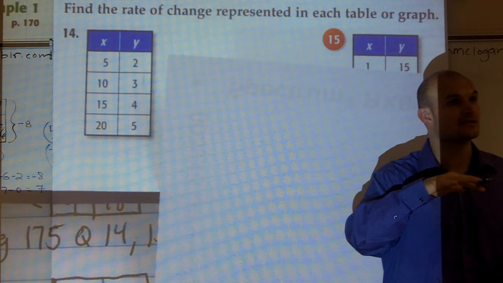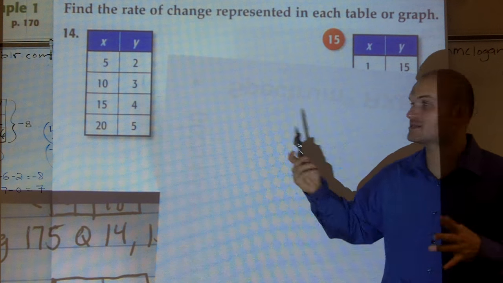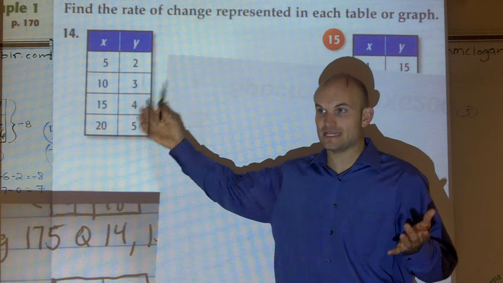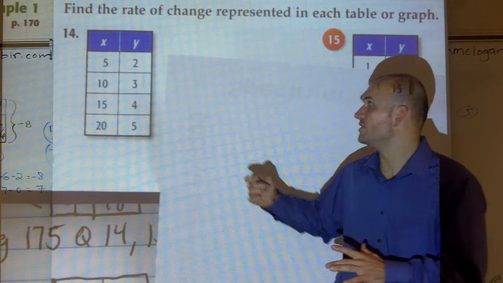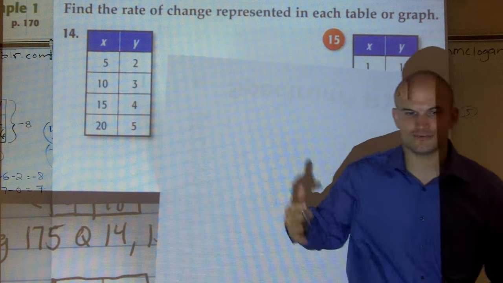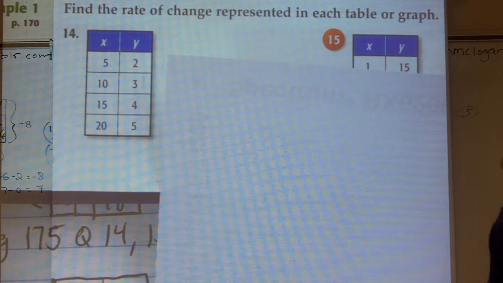Now this is different than when we did the rules. The rule was, how do our x and y values relate to each other? What was their relationship? We're not doing that right now. What we're doing is, how are things changing? So let's look at the first one.